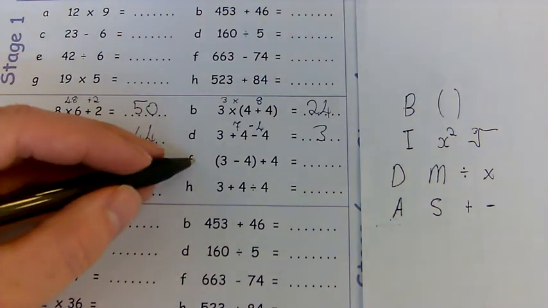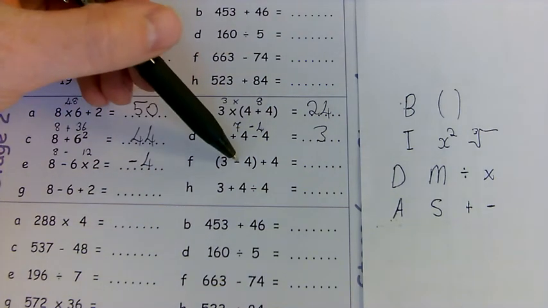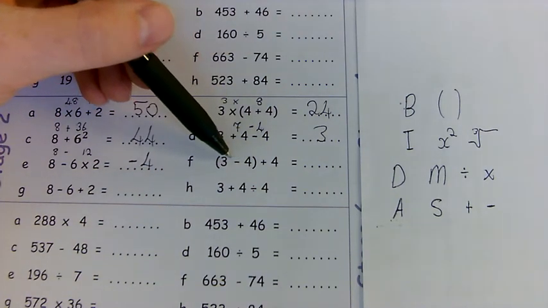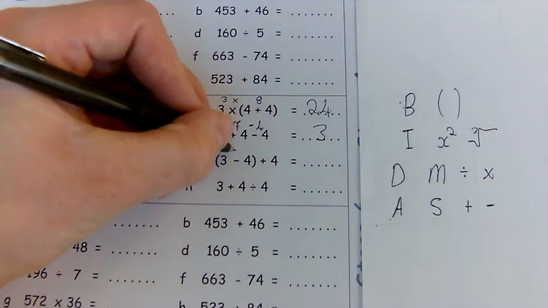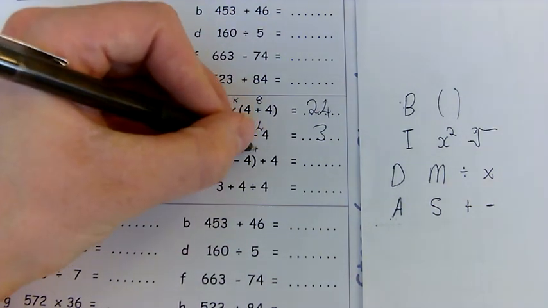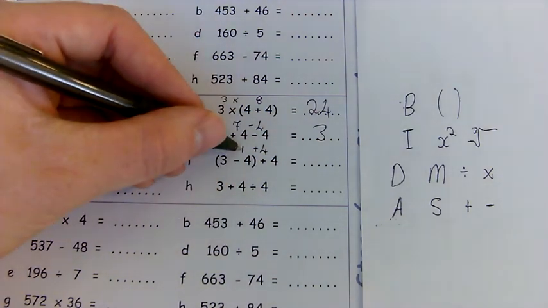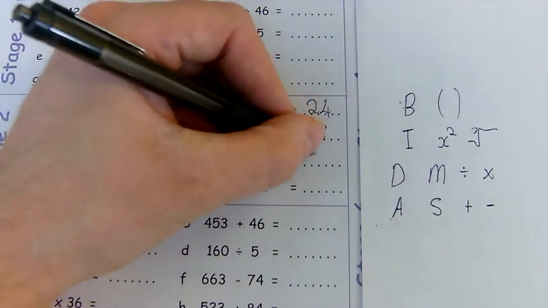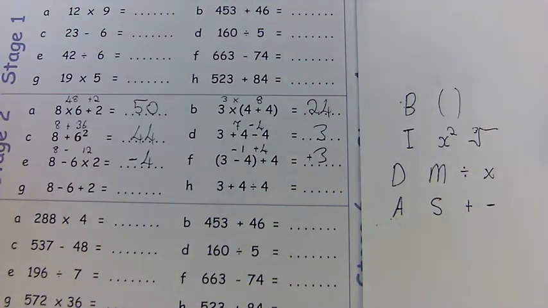For F, I do have brackets, so I'm going to do those first. Again on this one, it's 3 take away 4. So I'm taking a bigger number away from a smaller number, which means I'm going to end up with a negative. It's going to be negative 1 plus the 4 on the outside. Minus 1 plus 4 is 3, or a positive 3 if you want to put it in.